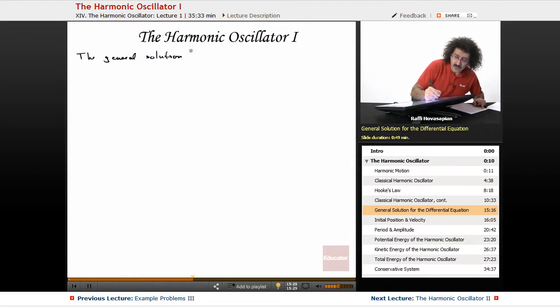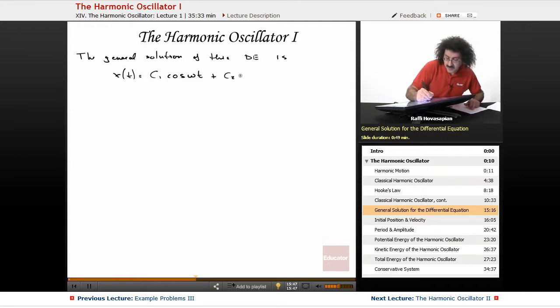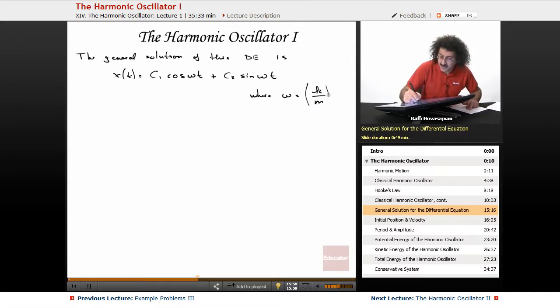So the general solution of this differential equation is, so a little bit more room here, x of t equals c1 cosine of omega t plus c2 times the sine of omega t, where omega is actually equal to the force constant divided by the mass, the square root of it, or to the 1/2 power. So instead of putting this, we just use the omega.